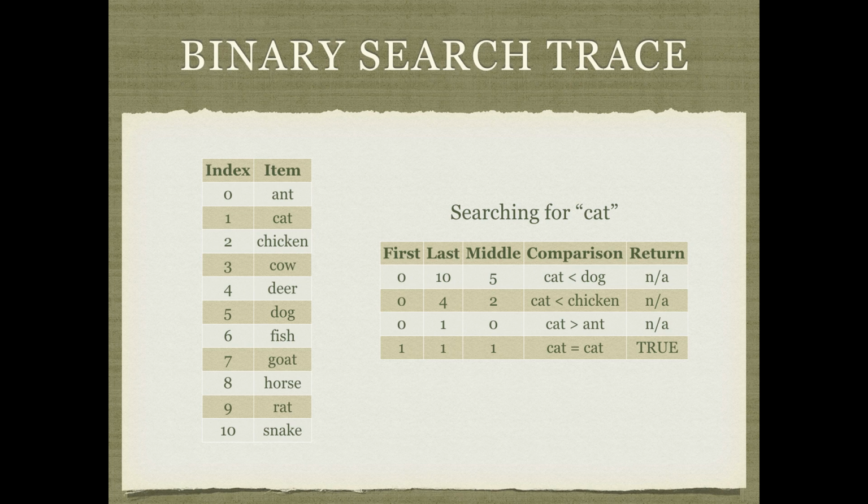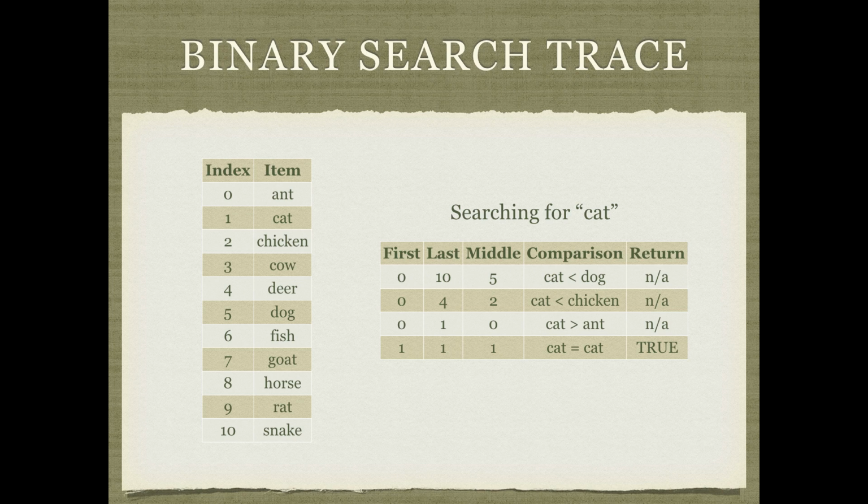So now, because cat is less than dog, we set the value of last to middle minus 1, which is 4. So now we look at the array from 0 to 4, only those values. The middle from 0 to 4 is now 2, so we are comparing the value of cat to chicken. In the same way as before, first is not greater than last, and cat does not equal chicken, so we have to run through the loop again. We don't return anything.